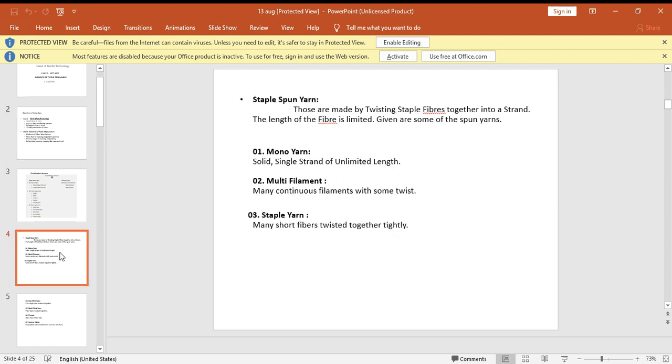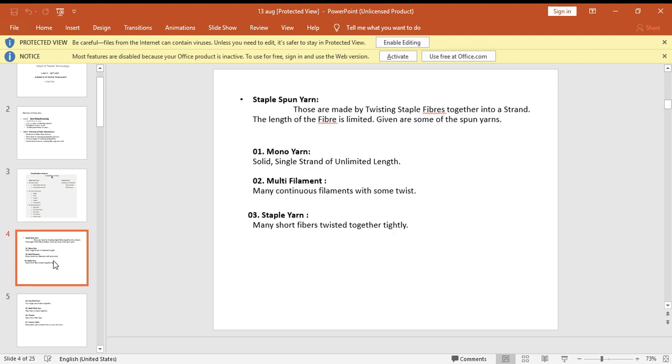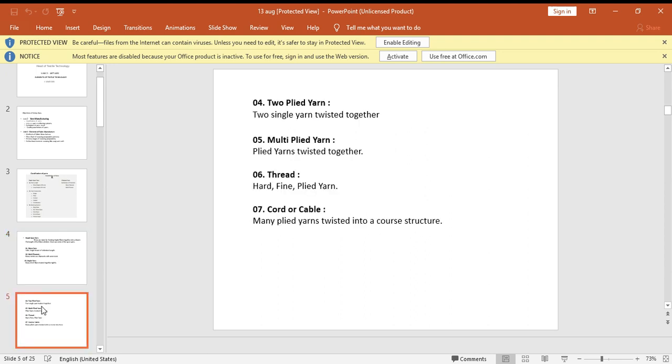Generally, the yarn is obtained by the fiber length, yarn construction by spinning system. Filament yarn and staple spun yarns are classified into mono and multi staple spun yarn. Monofilament is solid single strand of unlimited length, and many continuous filaments with some twist is called multifilament. And staple yarn is many short fibers twisted together tightly.